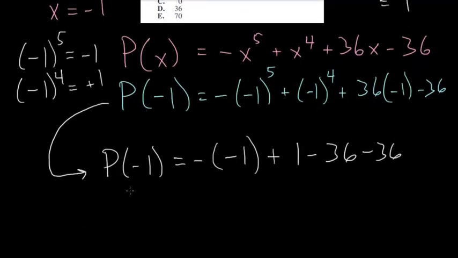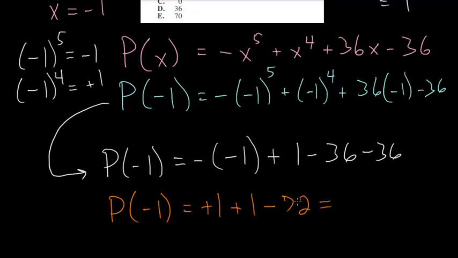So from here, we have that p of negative 1 is equal to minus negative 1. So if you ever have two negative signs in a row, you can just change them to plus signs. So this becomes positive 1. So subtracting a negative is the same thing as adding. And then plus 1 and minus 36 minus 36. But subtracting 36 twice is the same thing as just subtracting 72. So this problem essentially becomes this minus 72 plus 1 plus 1. So that evaluates to minus 70.